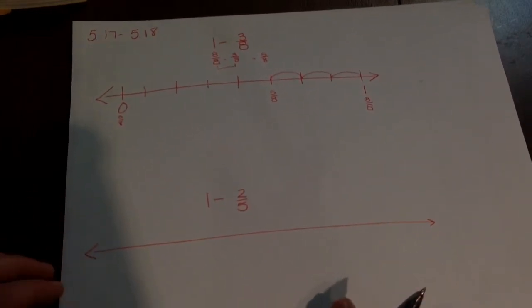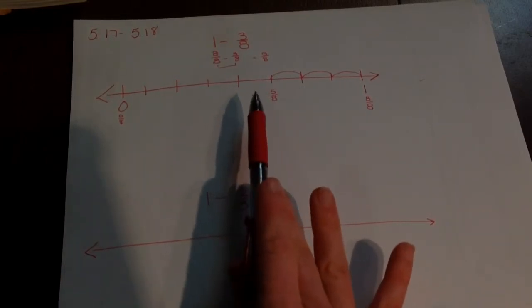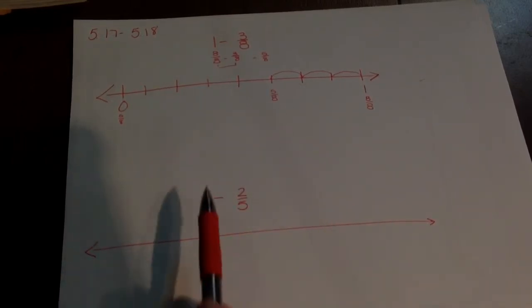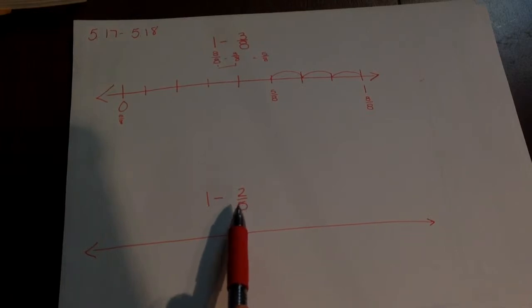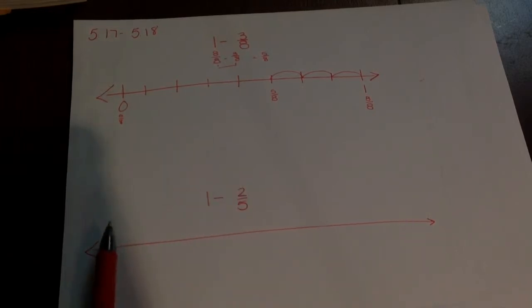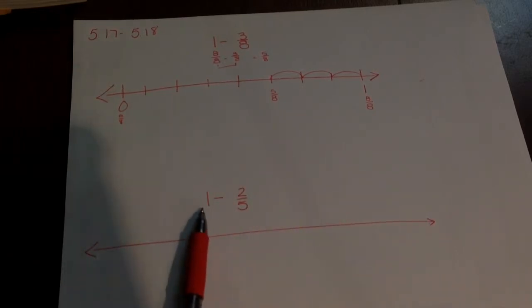What I'd like you to do is draw this right below your last number line. 1, take away 2/5. I want you to pause and figure out what your endpoints are going to be and what I can break this 1 into. Go ahead and pause.